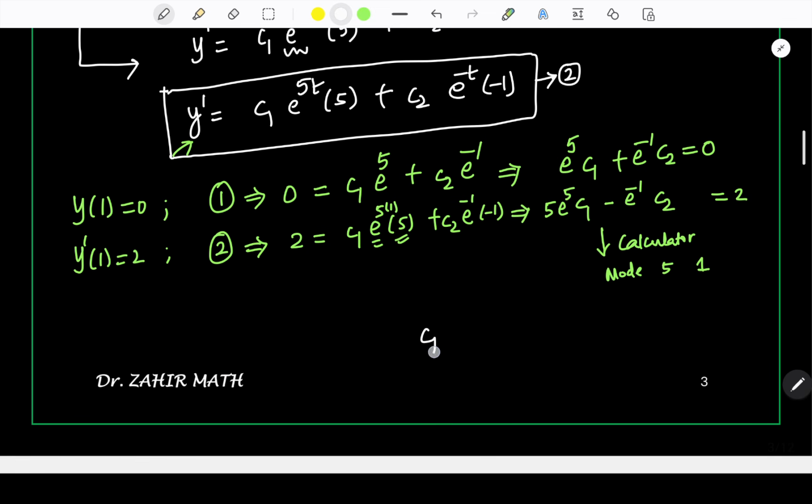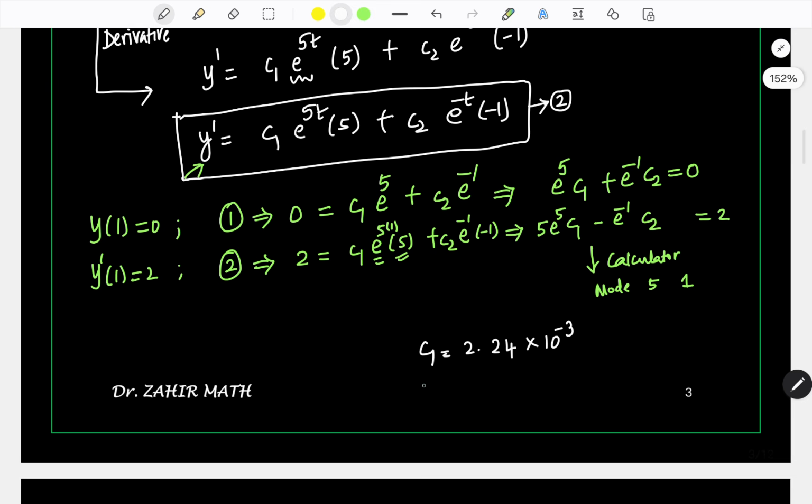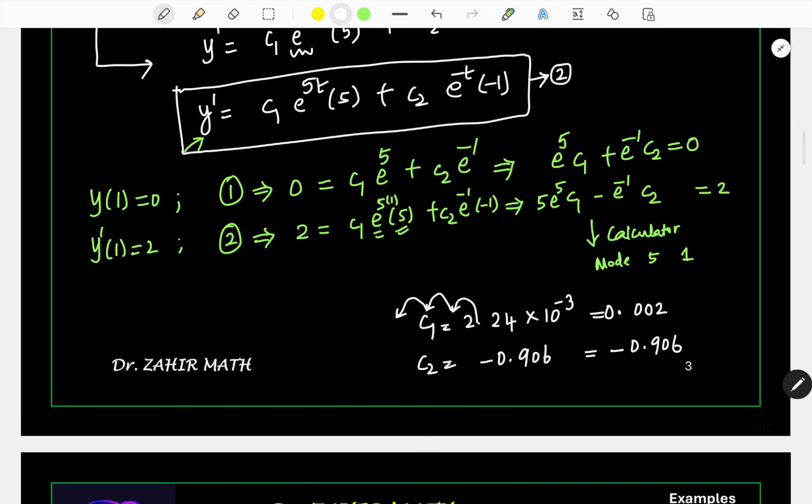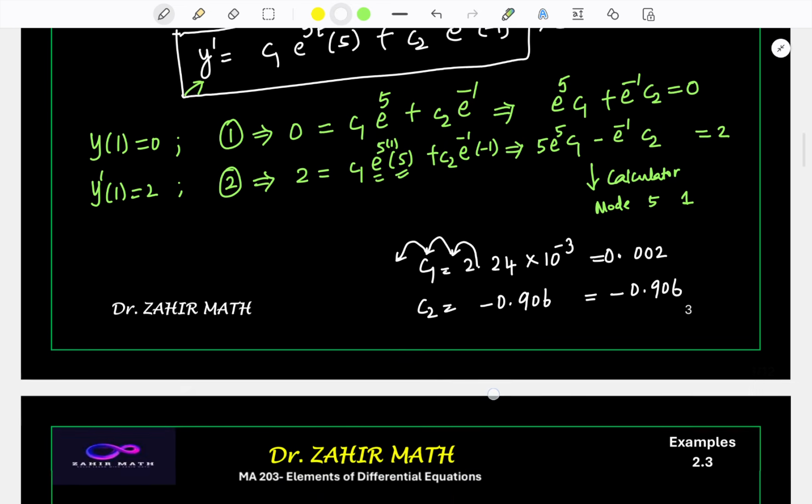C1 is equal to 2.24 times 10 to the power of minus 3, and I get C2 is negative 0.906. So this is actually 3 times, you go 1, 2, 3 times, we go 0.002. And this is negative 0.906. This is your C1 and this is your C2. Okay, right. 224 also you can put, no problem. Just 22 is enough, 002, right.